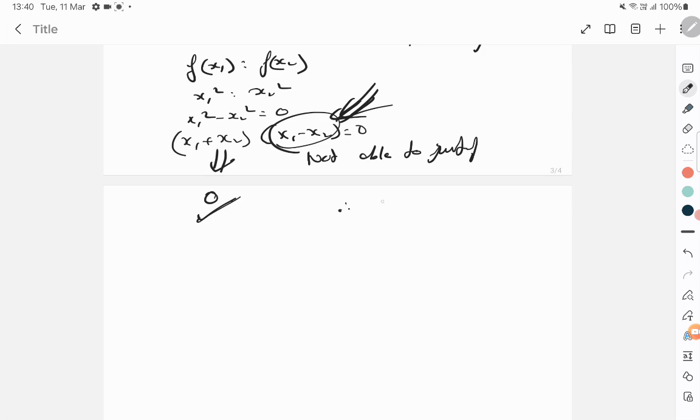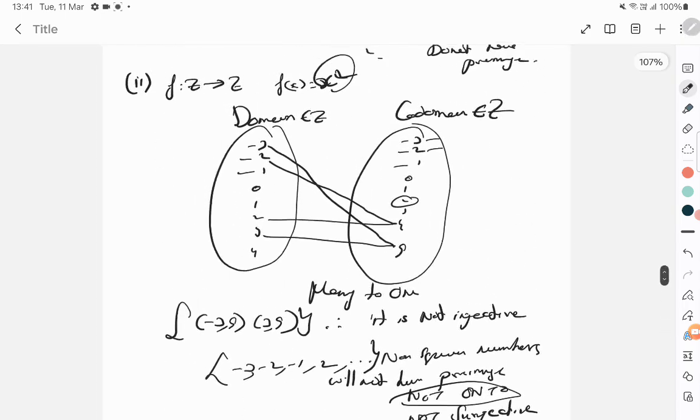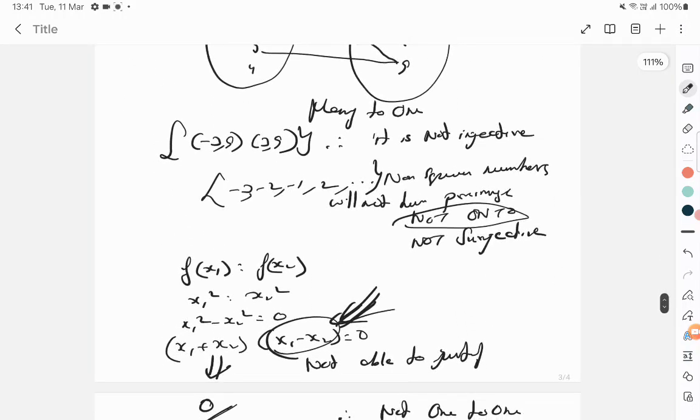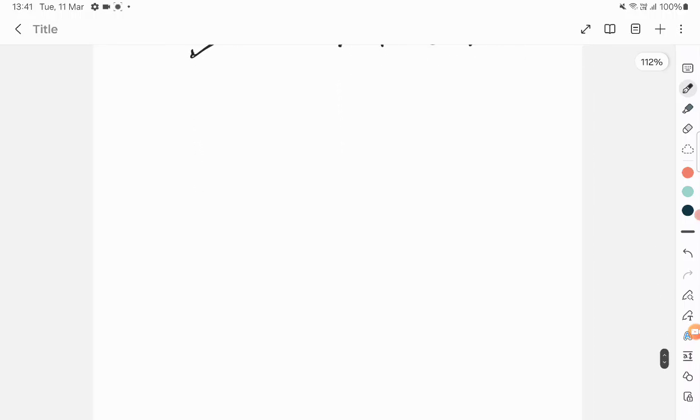So therefore, not 1 to 1. And regarding onto, they will never ask you to prove with alphabets. Not onto is always done with numbers. So you don't have to really bother, even though I have written in that paper, in the previous PDF, you don't have to worry.